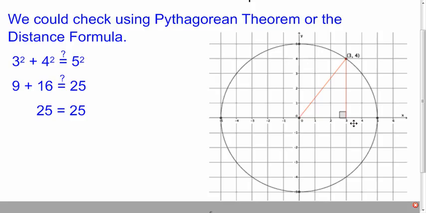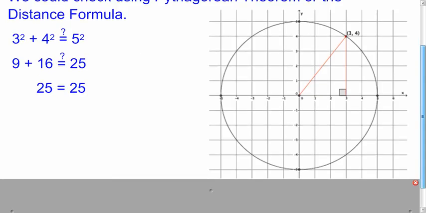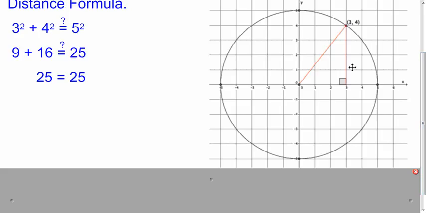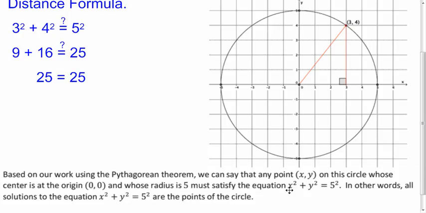Now, every point on the circle has to satisfy this process. So if we picked any point on the circle, and we didn't know its coordinates, we could say they're x and y. So instead of 3 and 4, we could plug x and y into that equation, and we get an equation for the circle in general. So this circle's equation is x squared plus y squared equals 5 squared. Any point we pick on the circle has to satisfy this.